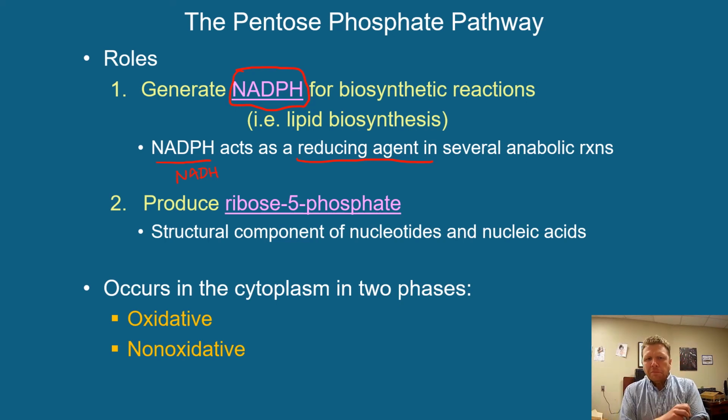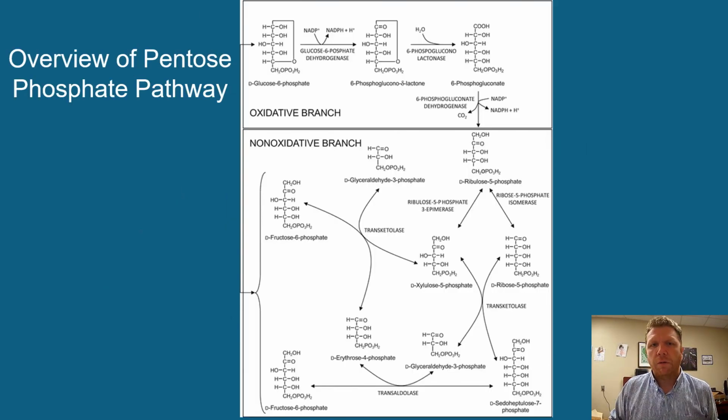In addition to that, we produce ribose 5-phosphate. So we've got two things that we're making, NADPH and ribose 5-phosphate. Now, ribose 5-phosphate is going to be the structural component of nucleotides and nucleic acids. This reaction occurs in the cytoplasm in two different phases, an oxidative phase and a non-oxidative phase. So that's the two parts of this pathway that we're going to be focusing on.